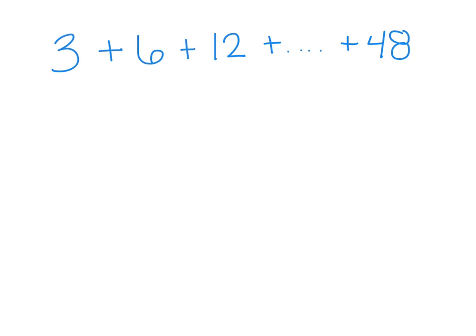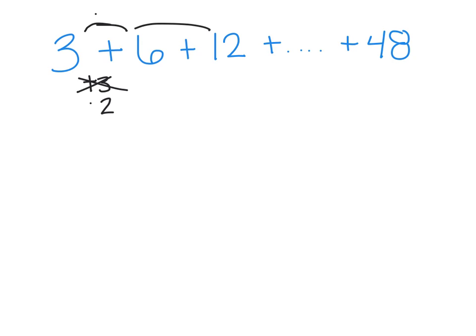3 plus 6 plus 12 plus ... plus 48. And our goal is to express this in terms of summation notation. All right, so again, my goal is to figure out, is there a nice pattern or do I just kind of have to guess? Well, it looks like if I jump from 3 to 6, I either add 3 or I multiply by 2. But I need to be consistent. If I go from 6 to 12, do I add 3 or multiply by 2? Well, I multiply by 2, so that means the adding 3 part's out.